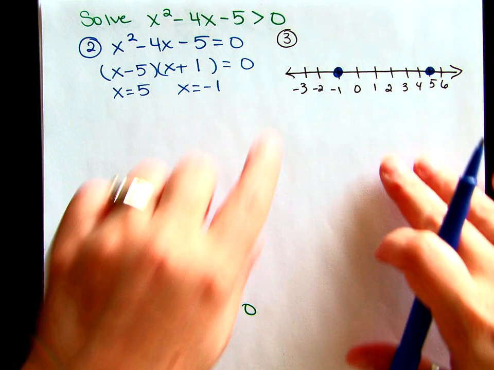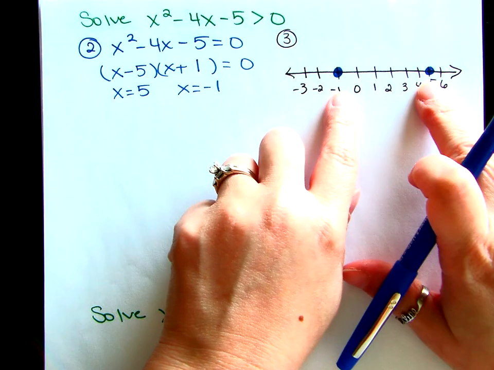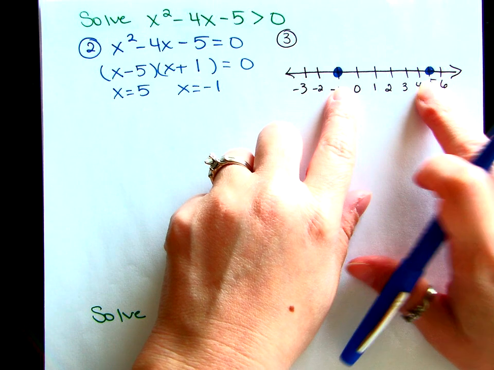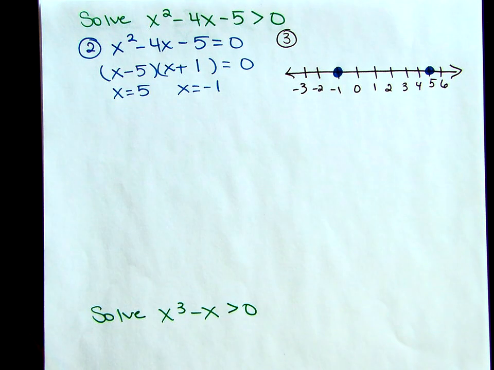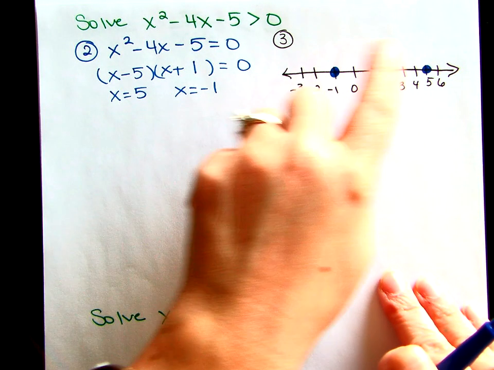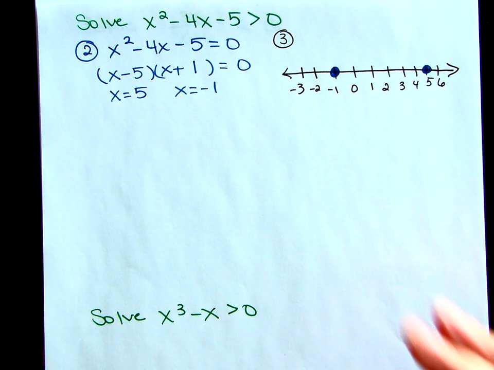I have a section here to the left of that first boundary point, a section between my boundary points, and a section to the right of my last boundary point. So I have 3 different sections, which means I'm going to have 3 different test points. You can pick any point you want that lies in any of these regions. It doesn't matter which one. I usually pick the smallest one available because it's usually the easiest one to compute.